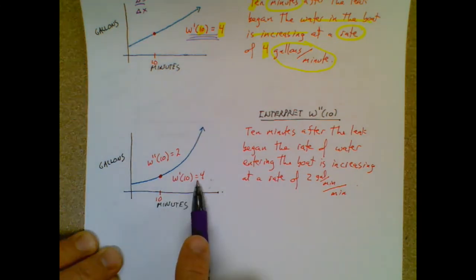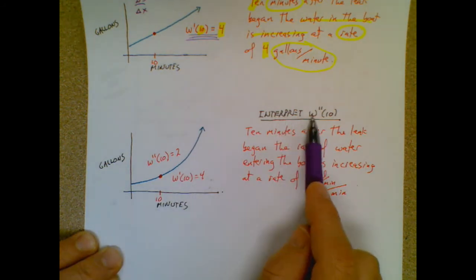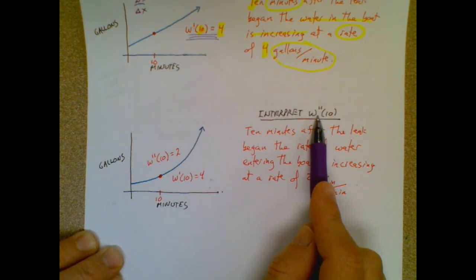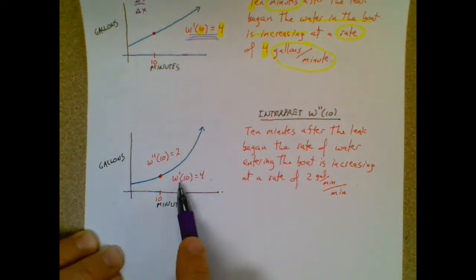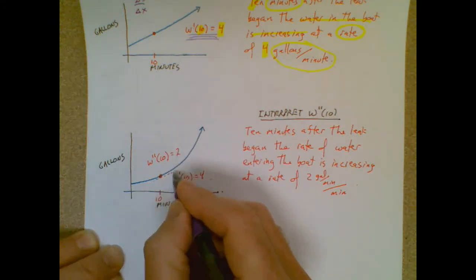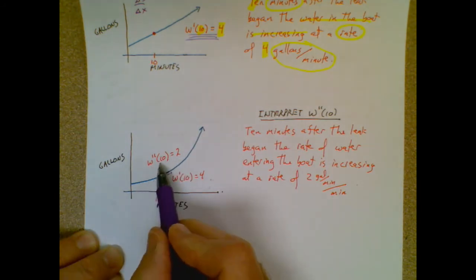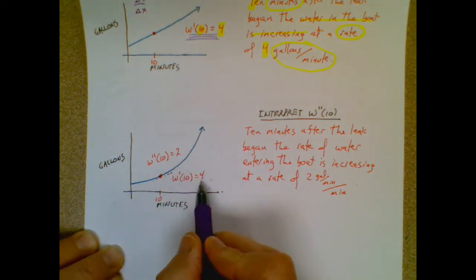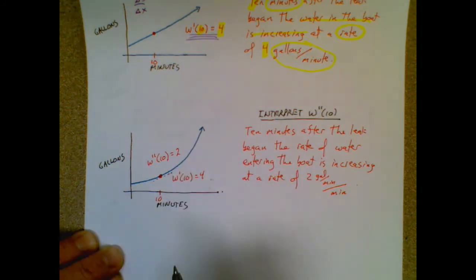Okay, so we've been given these values, so don't worry about how we got them. And we're now going to interpret the second derivative at 10. Well, the second derivative is talking about the rate of change of the rate of change. So at 10, my rate of change is 4 in this case, which means the slope of that tangent line is 4. But now this thing tells me, w double prime of 10 equals 2, tells me that this slope is increasing at a rate of 2. I'm not going to say the units yet, but it's increasing at a rate of 2.